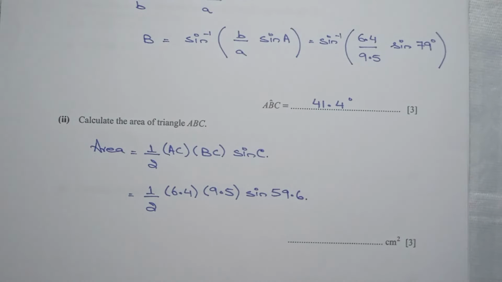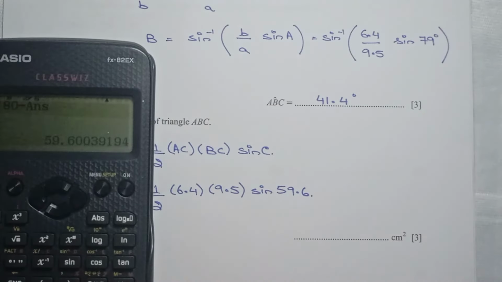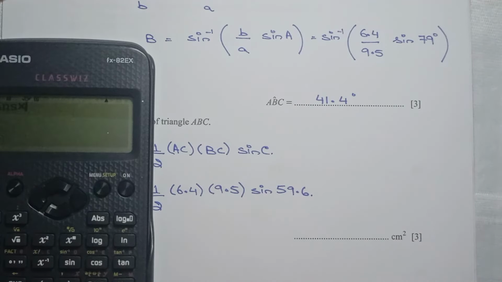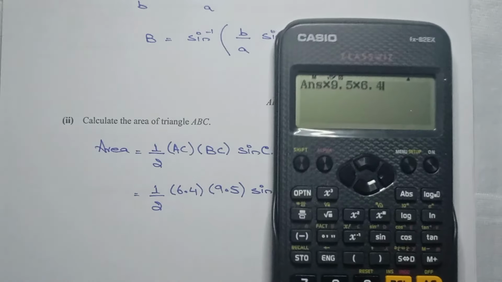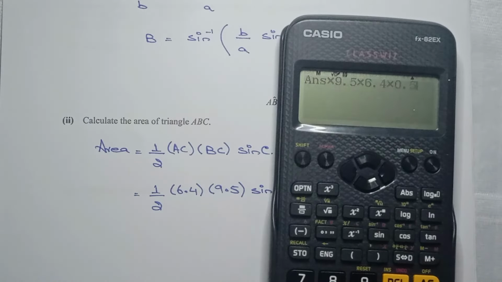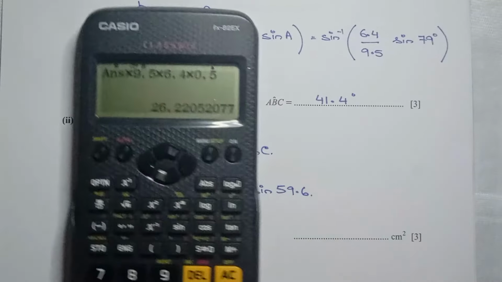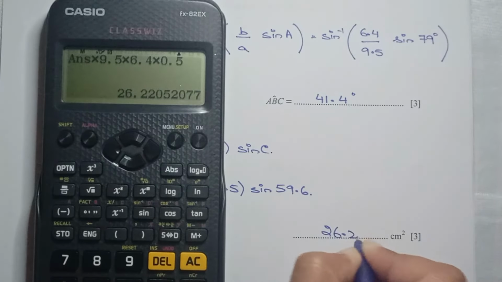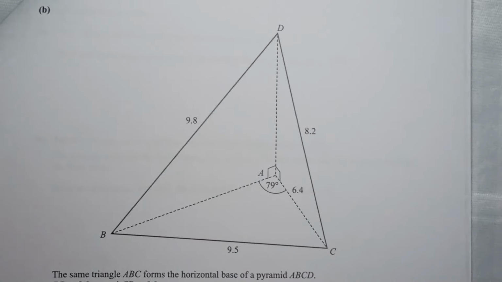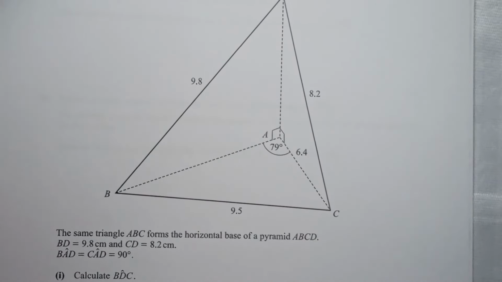Right, so let me simplify it. First we need to find sine of that angle times 9.5 times 6.4 and times 0.5. This would be 26.22 centimeter square. 26.22 centimeter square. Now for the B part, the same triangle ABC forms the horizontal base of a pyramid ABCD.